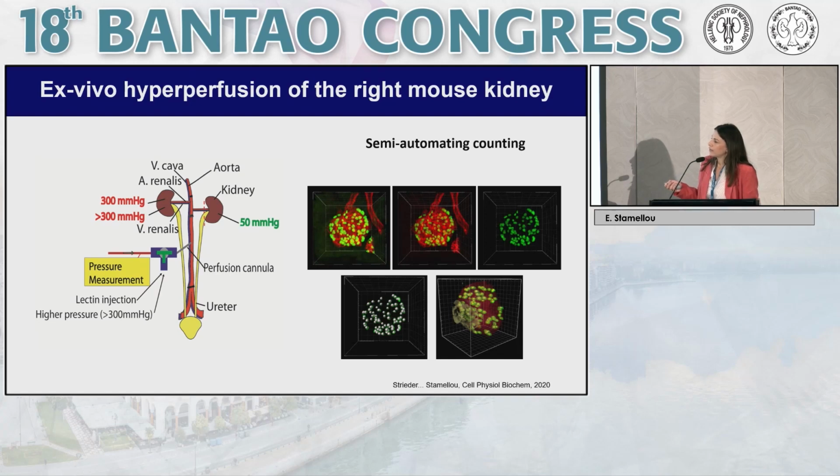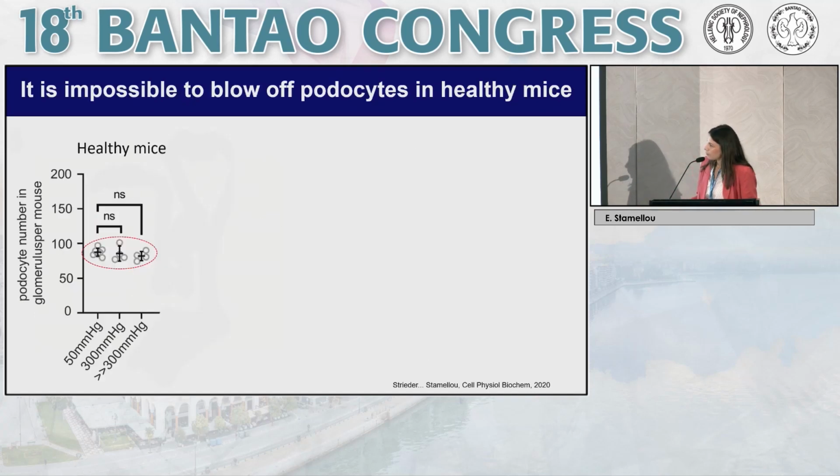Then we removed the left kidney, and the right kidney we perfused for an additional 5 minutes at 300 millimeters of mercury, a supraphysiological pressure. Then we counted the podocytes with a very specific method to see what happened. Here you can see in healthy mice the number of podocytes under the different pressures. You have as many podocytes with 50 as with 300, the supraphysiological pressure. So amazingly, not even very high pressures can blow off the podocytes.